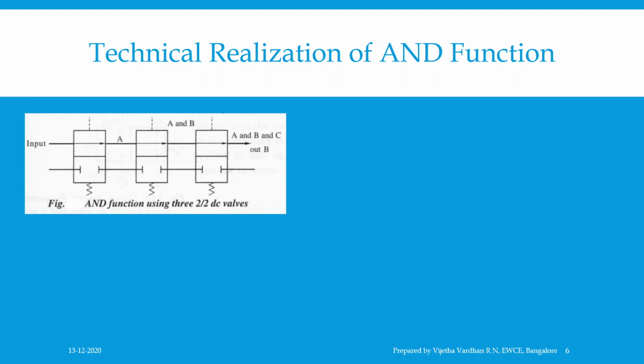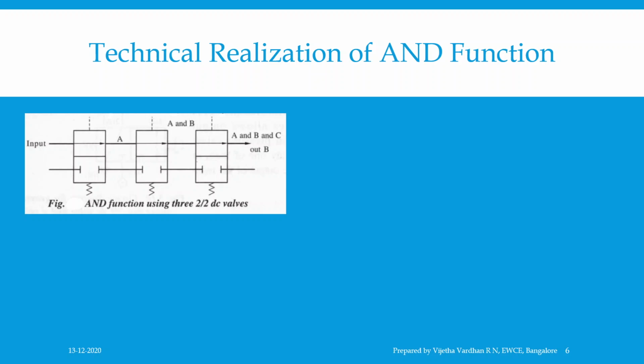The first is the AND function through tandem connection of three 2 by 2 direction control valves. It consists of two or more two-way, two-position pilot line, spring return direction control valves which are connected in series, which you can observe from the figure. If the pilot lines, which are control signals, exist in all three valves A, B and C, then there is output D. If the signal in any one is removed, the output will disappear.